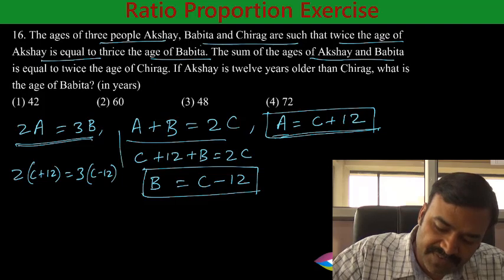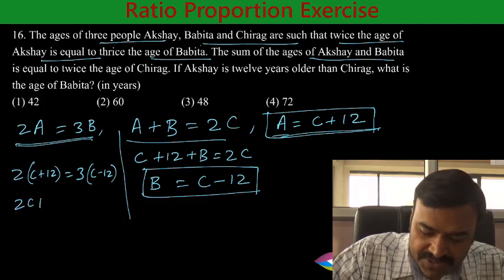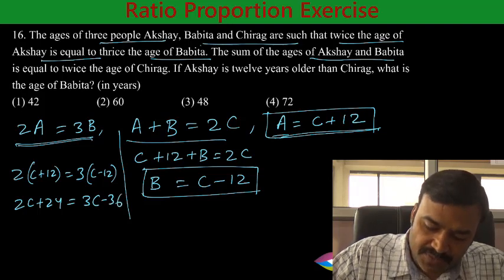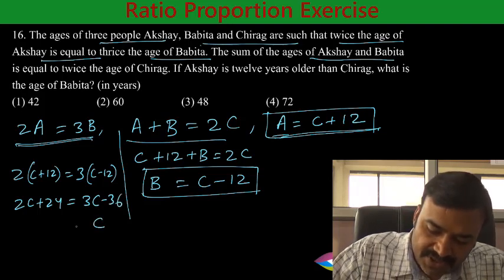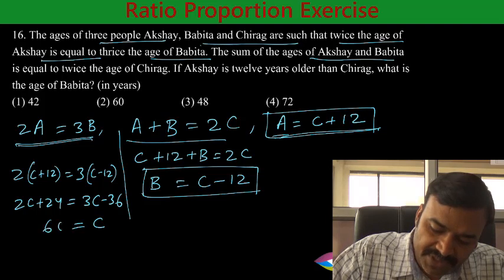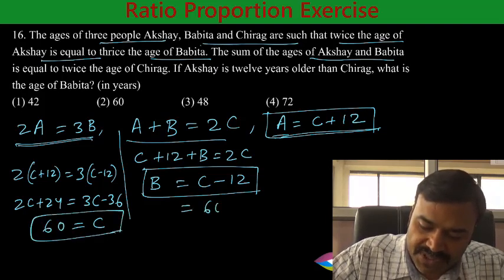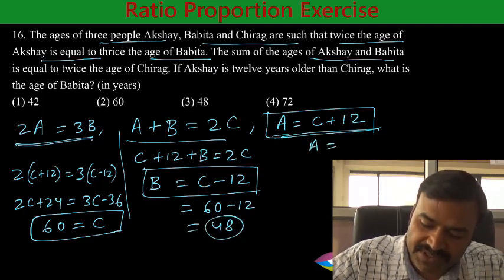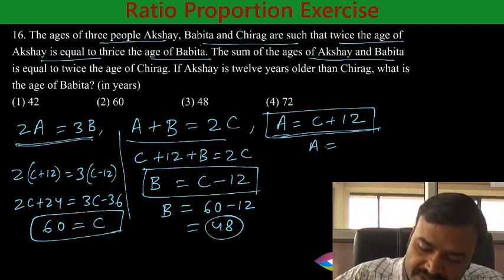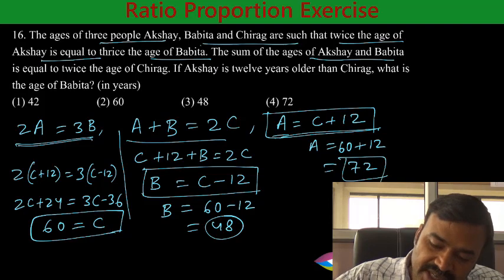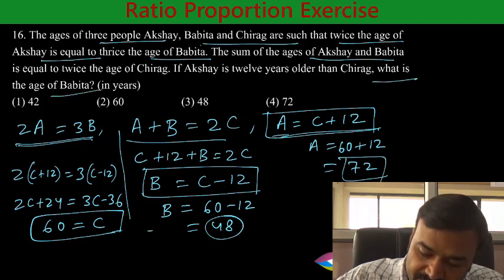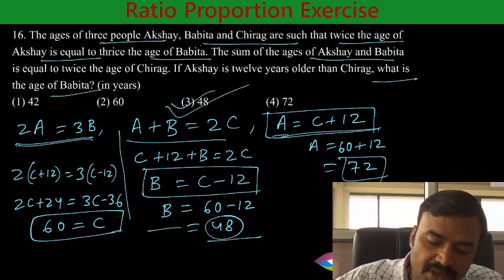Perfect. So just simplify this. If you open it, it is 2C plus 24 is equal to 3C minus 36. So we have C on the same side. So 3C minus 2C is C, and 24 plus 36 is 60. Great. So C is 60. That means B will be equal to 60 minus 12, that is 48. And A will be equal to 60 plus 12, that is equal to 72. Now the question is asking what is the age of Babita? That is B, that is 48. So the answer is third option.